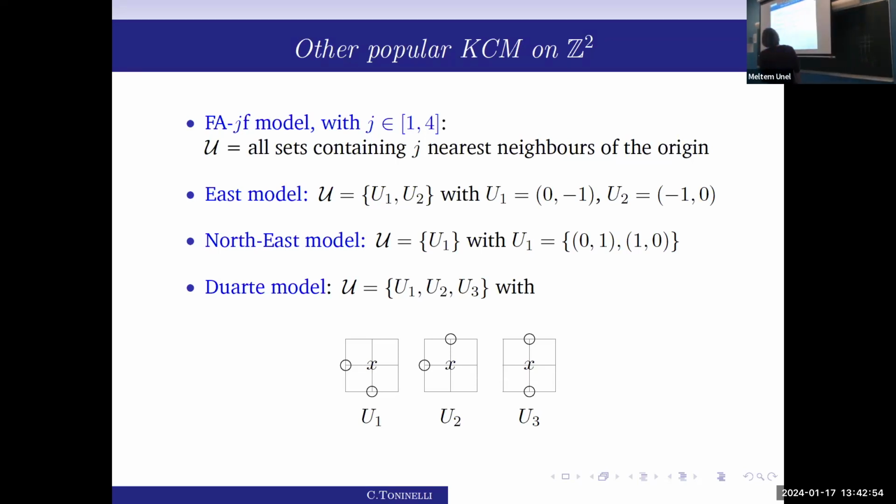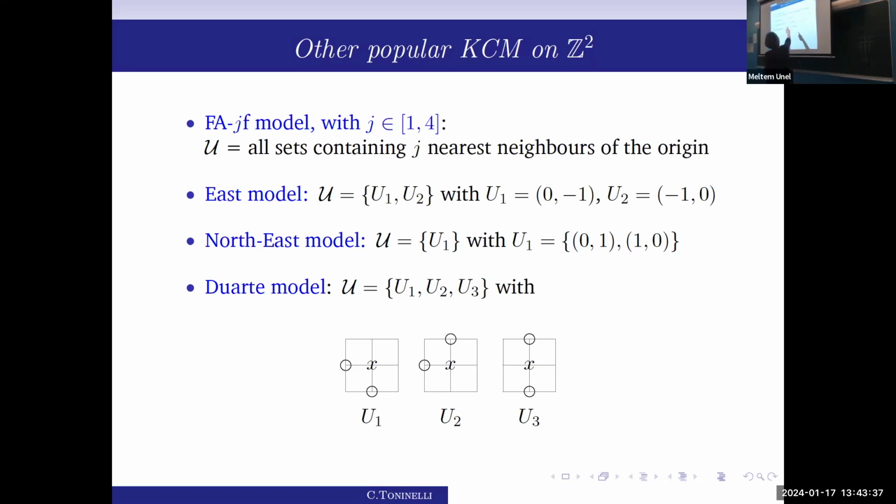Another possible choice in 2 dimensions is the East model. In this case, the origin sits here, and in order to update the origin, and then the same if I translate to the other sites, I need to have either the site to the right or the site below empty, one of the two, because I have two update sets in U. One contains this site and the other contains this one. So it is enough to have one of these two empty.